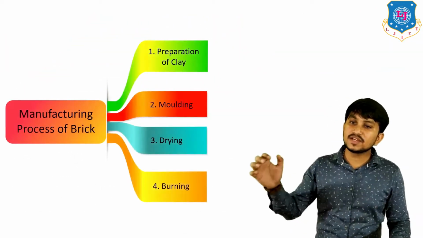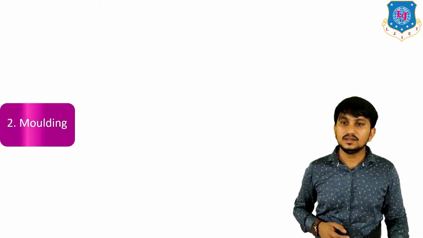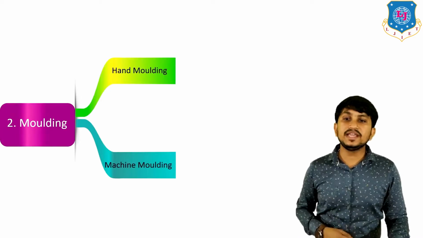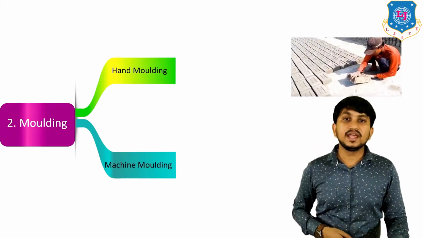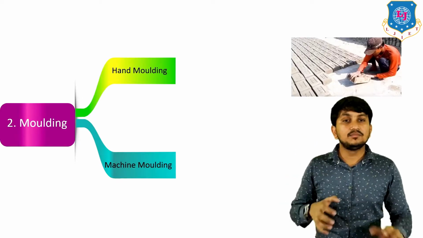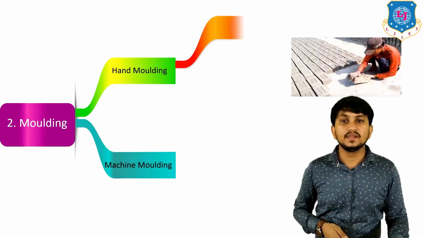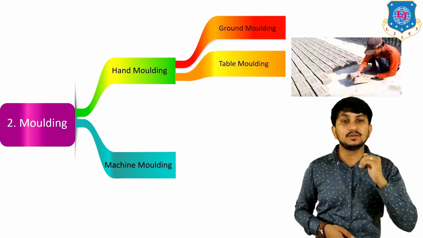Second step in the manufacturing process of brick is molding. This molding is of two types: hand molding and machine molding. First we will discuss hand molding, in which molding is done by the hands of the persons. This hand molding is of two types: ground molding and table molding.